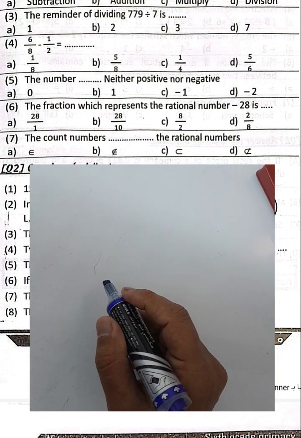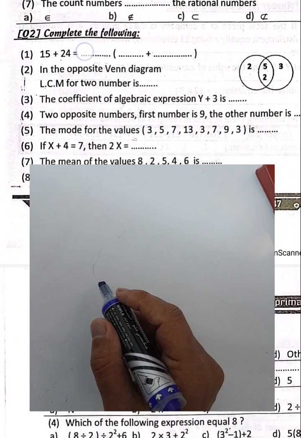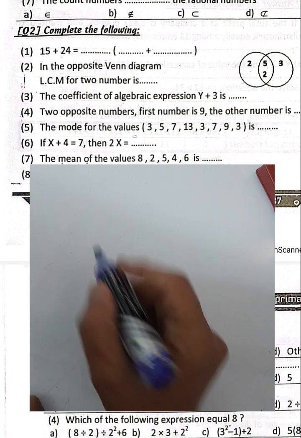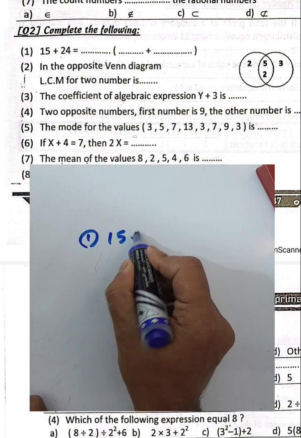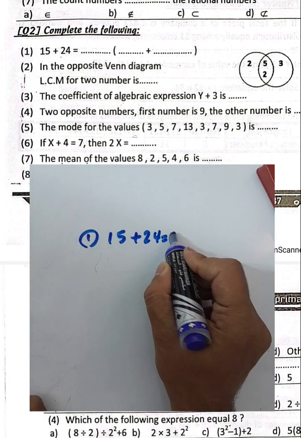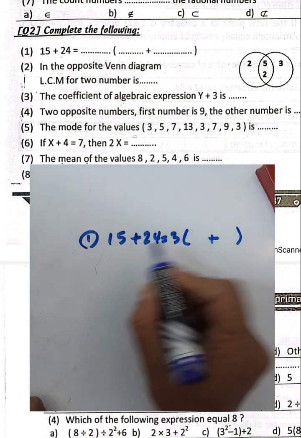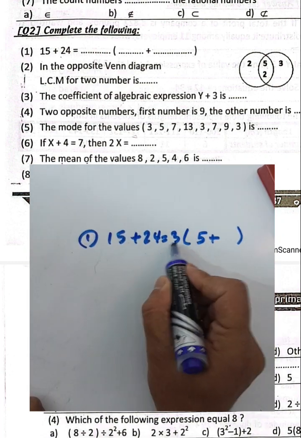Now question number 2. Complete the following. 15 plus 24. We can write 3 outside as the common factor between them. 15 divided by 3 will be 5, and 24 divided by 3 equals 8.